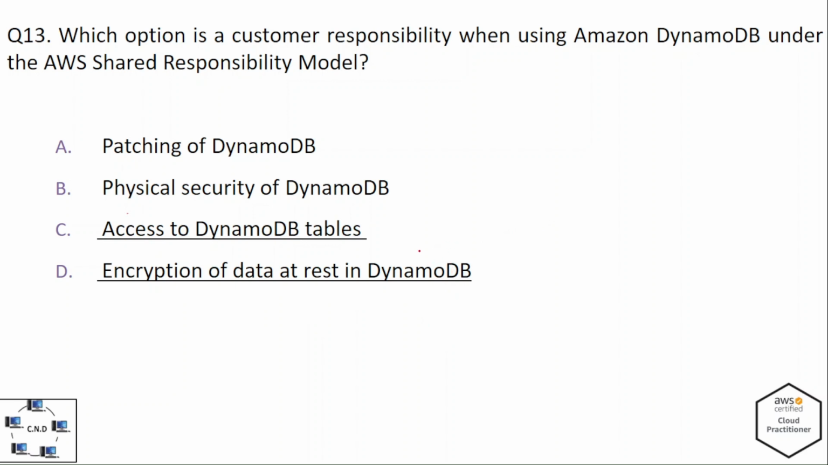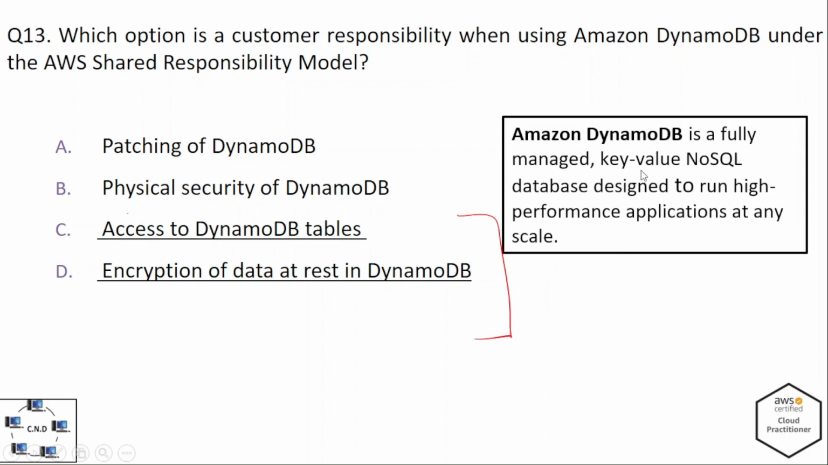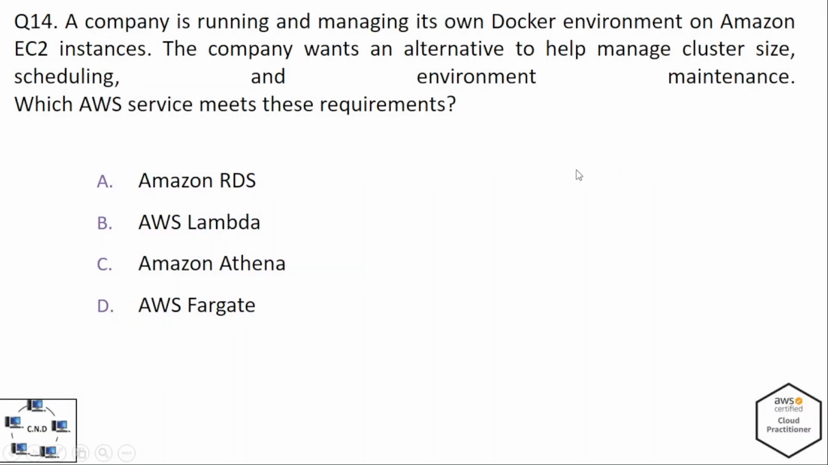So the encryption of data at rest is also the responsibility of the customer. So these two are the responsibilities of the customer, while the patching and physical security of the DB is the AWS responsibility. Let's move to the next question. And this is just an explanation of what is Amazon DynamoDB.